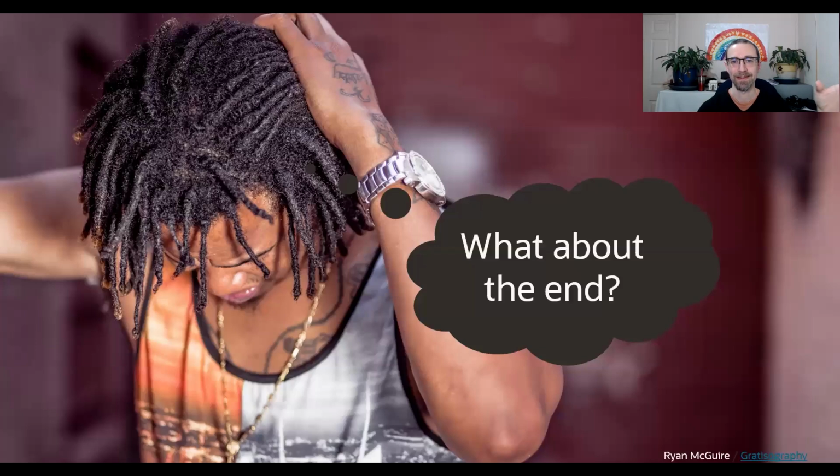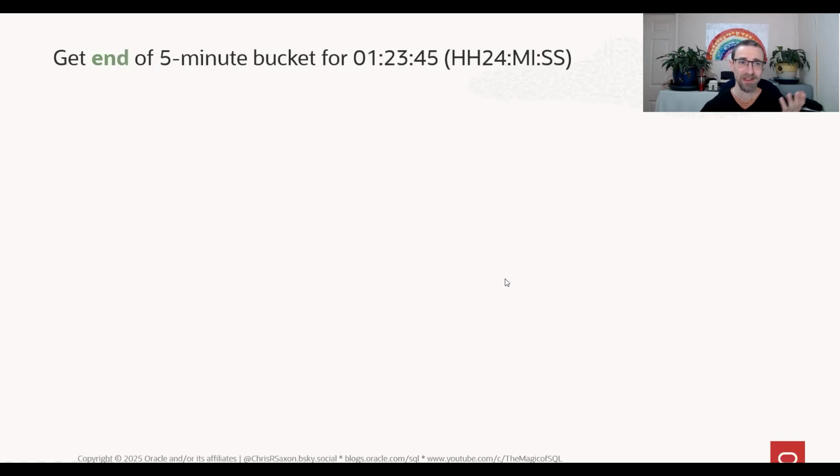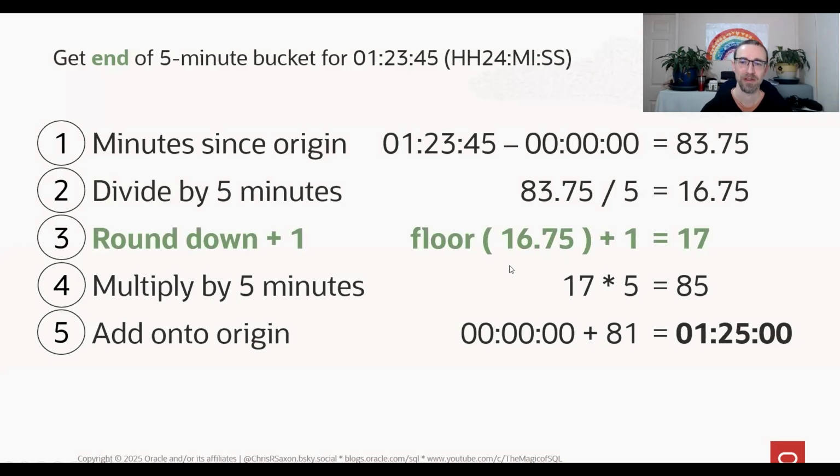What if we want the end as well? So we want 0125. Well, the process is pretty much exactly the same. The end of a bucket is actually the start of the next bucket, right? Because all the values are consecutive here. So the process is almost identical. There's just one tiny little difference: after rounding down, we want to add 1 to whatever our bucket number is.